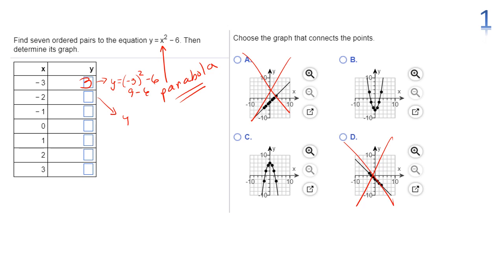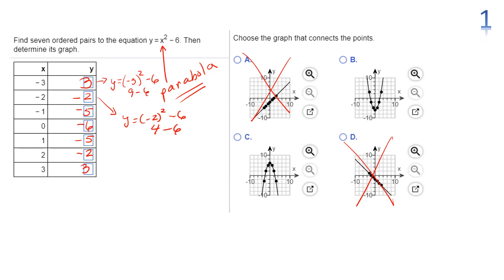Quickly plugging in the rest of the numbers, if I have negative 2 squared minus 6, that's 4 minus 6, which is negative 2. If I substitute in negative 1 squared is 1, 1 minus 6 is negative 5. 0 squared is 0, minus 6 is negative 6. 1 squared is 1, minus 6 is negative 5. Positive 2 squared is 4, minus 6 is negative 2. Positive 3 squared is 9, minus 6 is positive 3.